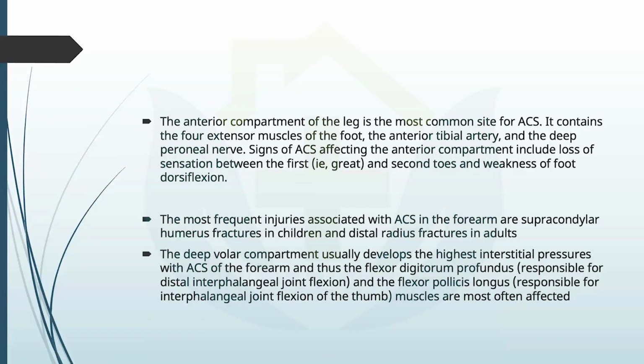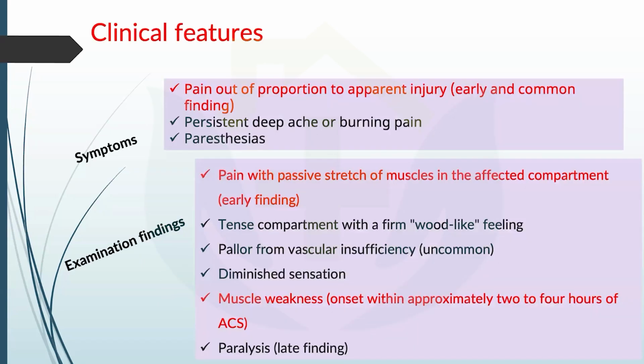Posterior compartment can also happen. So the most common is the anterior compartment of the leg, and the most frequent injuries in the forearm are a supracondylar fracture of the humerus. These are the most common injuries: tibial fracture, femur fracture, and humerus fracture. These are the three most common fractures associated with compartment syndrome.